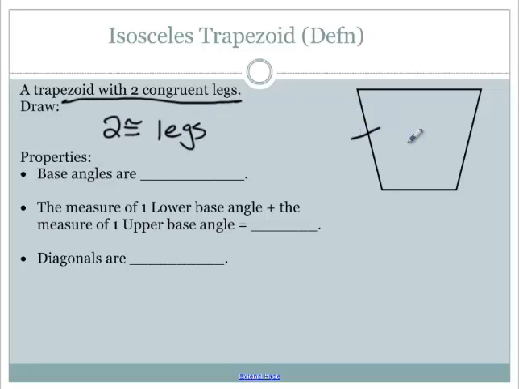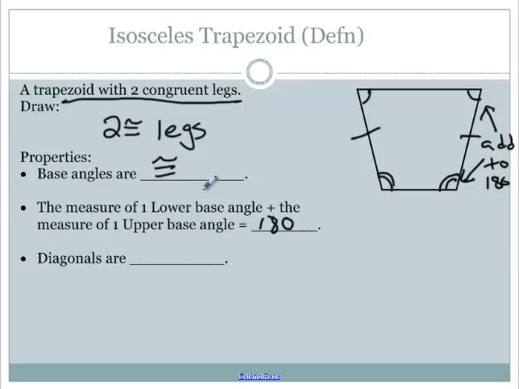Isosceles trapezoids, think of them like isosceles triangles. The legs in an isosceles triangle are congruent. The legs in an isosceles trapezoid are congruent. And then base angles are congruent. The two angles that touch the same base are congruent, just like in an isosceles triangle, how two angles are congruent. And then one upper and one lower base angle add up to 180 degrees, just like in a parallelogram, that this angle up here and this angle down here add to 180.